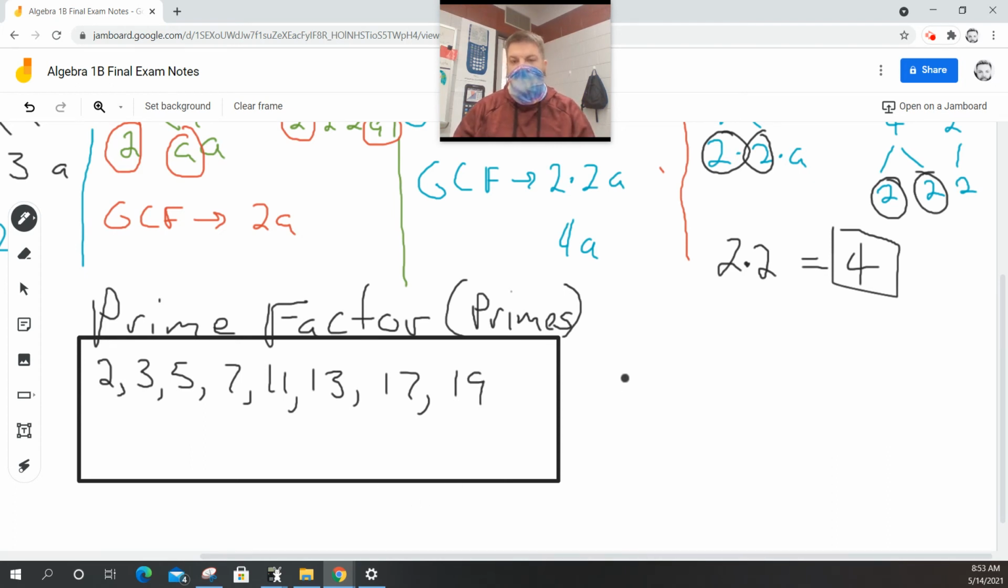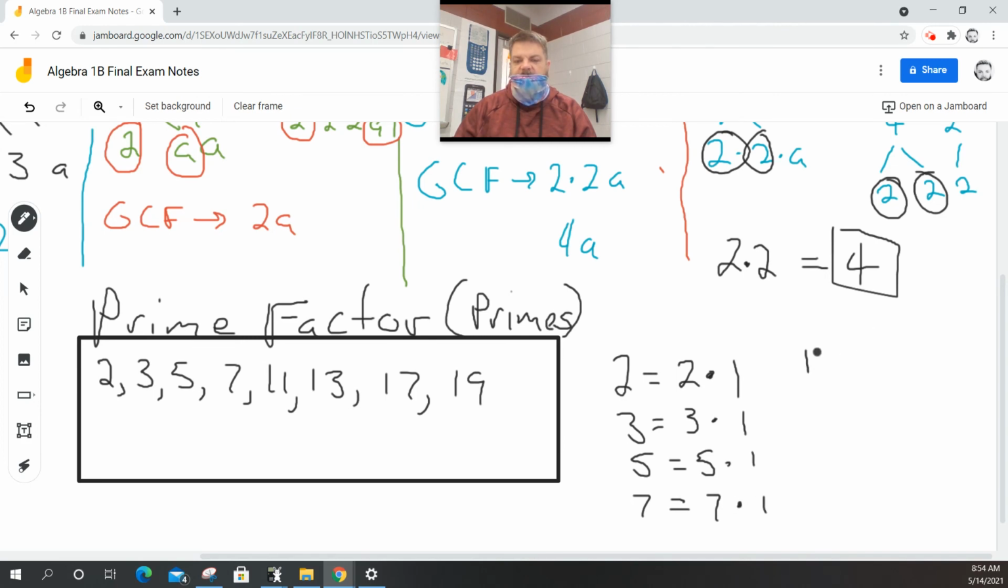Why are they prime numbers? Because the only way that I could get 2 is I have to multiply 2 times 1. It's the only way I can get 2. 3 is 3 times 1. 5, the only way I can get that number is to multiply 5 times 1. 7, the only way I could get that number is 7 times 1. 11, same thing. 11 times 1. That's the definition of a prime number. It's not a composite. 13, the only way I can get 13 is 13 times 1.